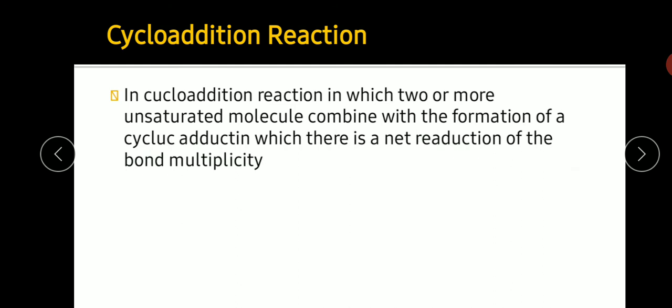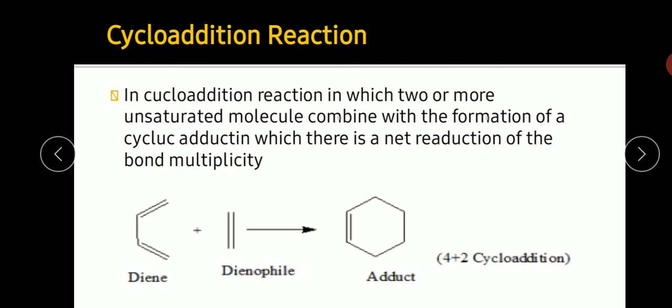First see the cycloaddition reaction. In cycloaddition reaction, two or more unsaturated molecules combine with the formation of a cyclic adduct, in which there is a net reduction of the bond multiplicity. See the example of cycloaddition reaction. It is the 4 plus 2 addition reaction. Another name of this reaction is the Diels-Alder reaction.